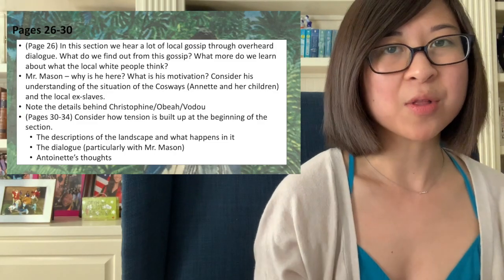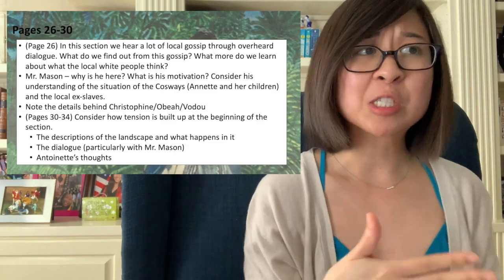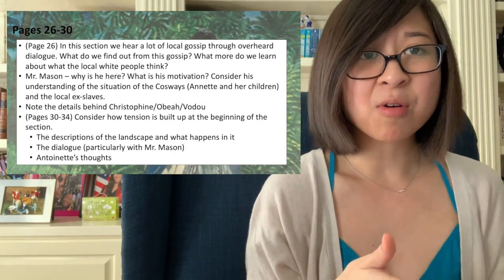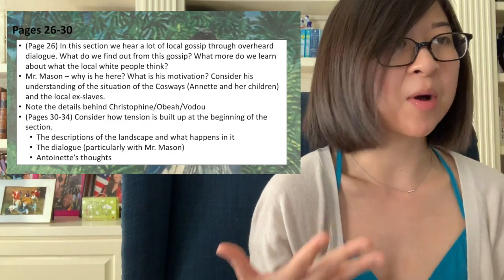How do they view her mother? What do they think about her? What do we learn about it? Also, what do we learn about Mr. Mason? Why is he here? What is his motivation? Why is he marrying Annette? Is he in love with her? Did he fall madly in love with her? Or was there some other reason?